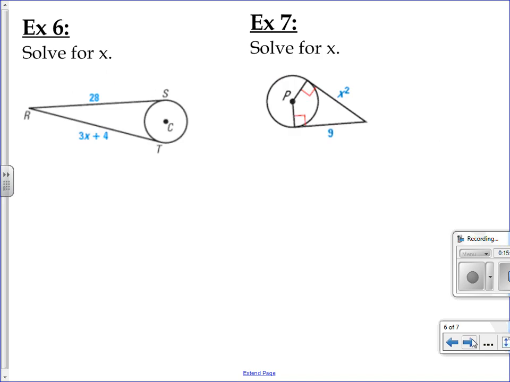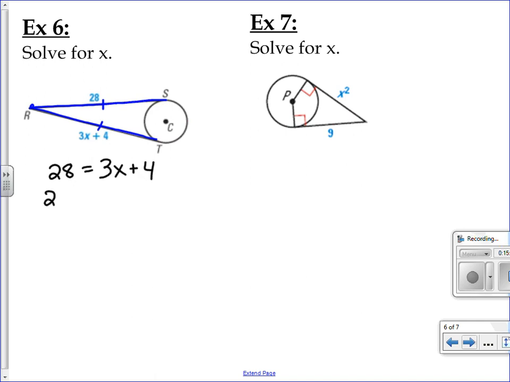Okay, moving on, example 6. So we are going to solve for x. So if you look at what's going on, I've got a picture of a circle, circle C, and I have 2 external tangents that meet at this common point R. And if I want to solve for x, what do I know about those tangents? They're congruent. So what do you think we're going to do with the 28 and the 3x plus 4? We will just set them equal to each other.